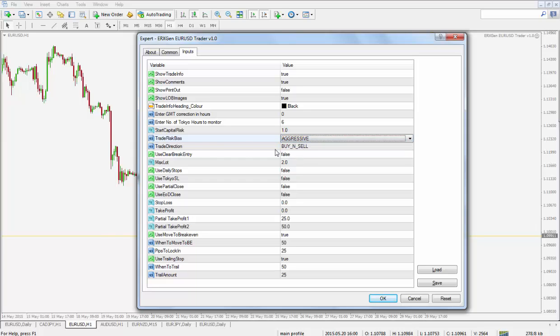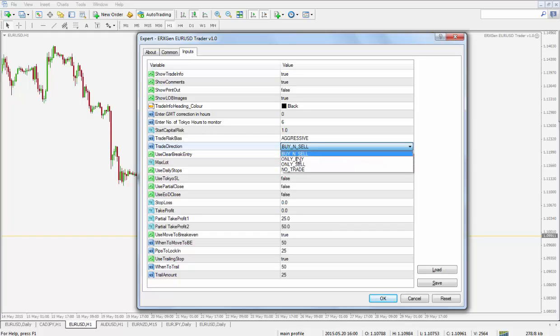Simply. Trade direction. Again, the user has the option to decide whether, for whatever reason, you want to trade buy and sell positions on any one day, or you just want to place only buy trades, or only sell trades because of some analysis of the market that makes you want to only take either buys or sells, or even no trade. You can also set the system to not take any trade at all.